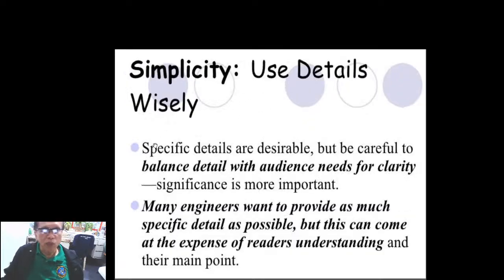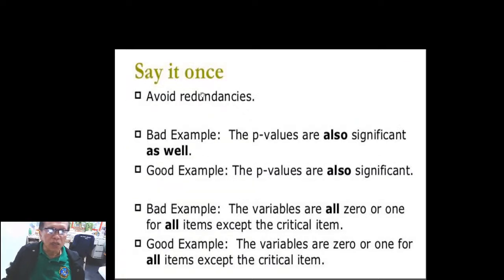Simplicity: use details wisely. Specific details are desirable, but be careful to balance detail with audience needs for clarity. Significance is more important. Many engineers want to provide as much specific detail as possible, but this can come at the expense of the reader's understanding and their main point. Say it once, avoid redundancies. For example, bad: the p-values are also significant as well. Good: the p-values are also significant.